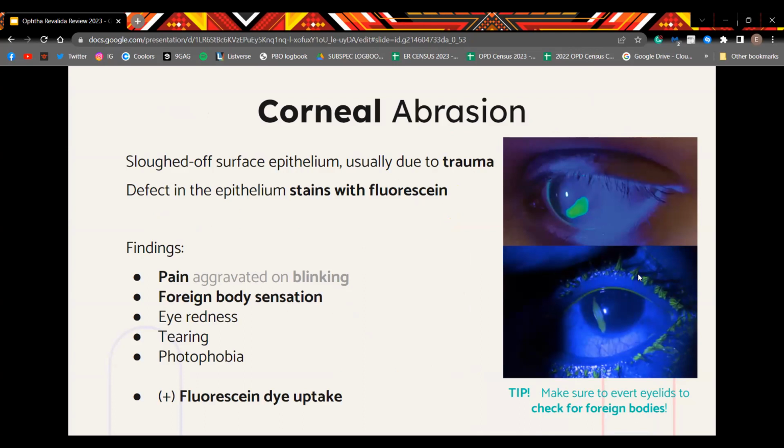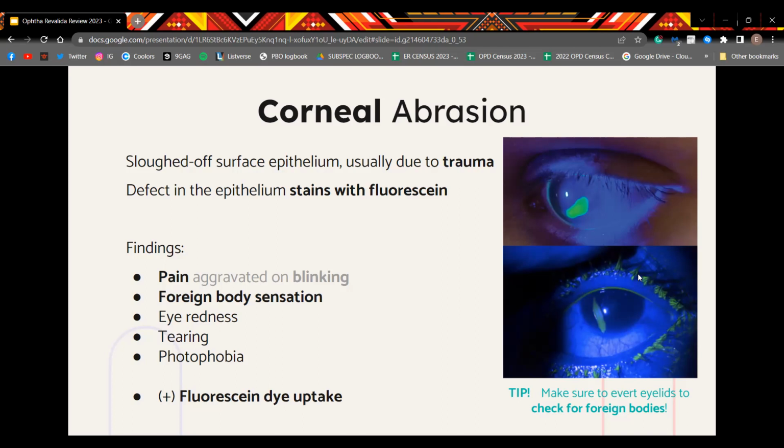Ang findings natin would be pain on the eye, aggravated on blinking. Mas sumasakit kapag pumipikit sila kasi yung eyelid nag-rub off sa sugat sa harap ng mata. Patient would also present with foreign body sensation, parang may buhangin na na-stuck under the eyelids. Pwede din siya magka-eye redness, tearing, and photophobia. But the most characteristic finding would be fluorescein dye uptake. Kapag nakita mo na may uptake on the fluorescein dye, alam mo na abrasion na siya. It's very pathognomonic yung itsura niya.